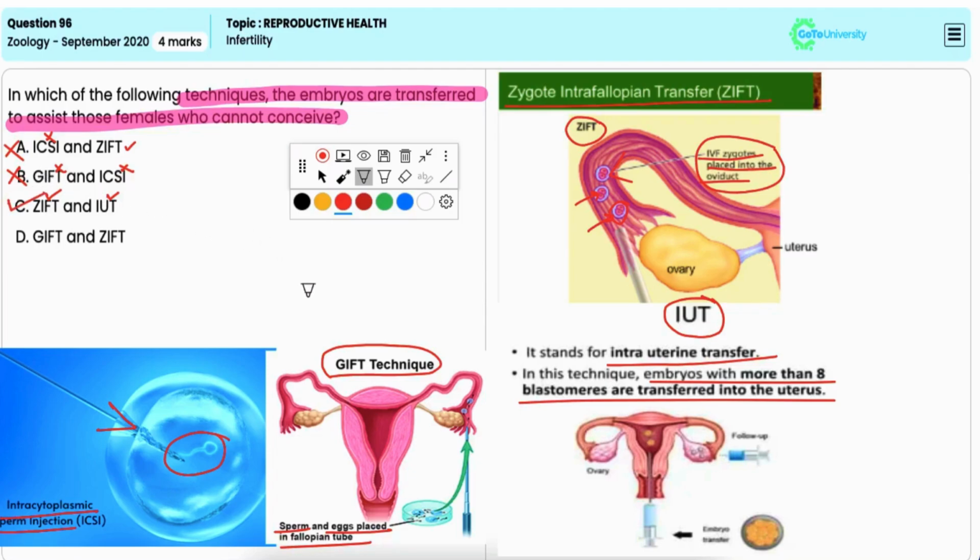Option D, GIFT and ZIFT. Now GIFT, as already mentioned, is not an embryo transfer technique, though ZIFT is. Hence it is also incorrect.